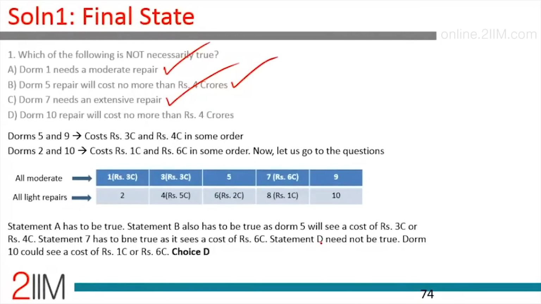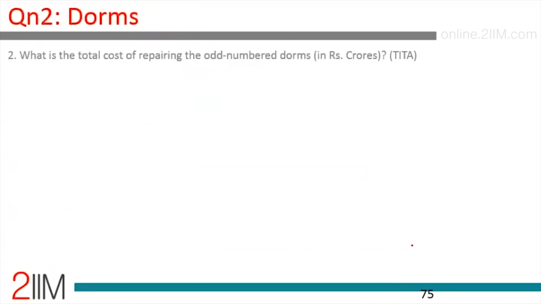DOM 10 repair will cost no more than 4 crores. 10 would be 1 or 6. Remaining two numbers are 1 and 6. It could be either 1 or 6. This is not necessarily true. And so, wonderful question. We take a lot of time. We take a lot of simple cracking to get to this grid. This is not complete. In each question, we figure out some other extra bit and then some. Go to the next one.